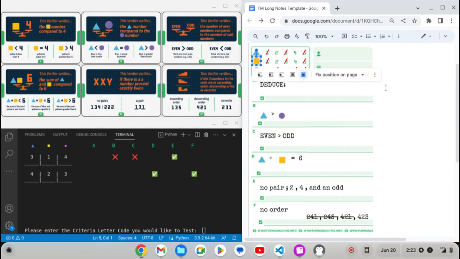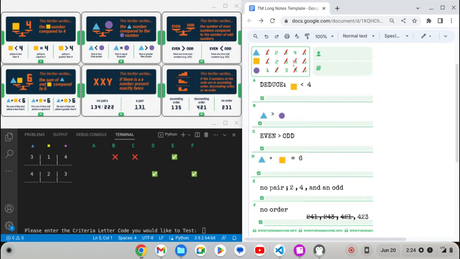So let's see. Square is less than 4. I think that's correct. Well, yeah, it's hard to say, but I feel confident. So let's go ahead and make sure. So we're saying that because square is less than 4, that's a deduction, that's a 2. So that means it can't be 4.